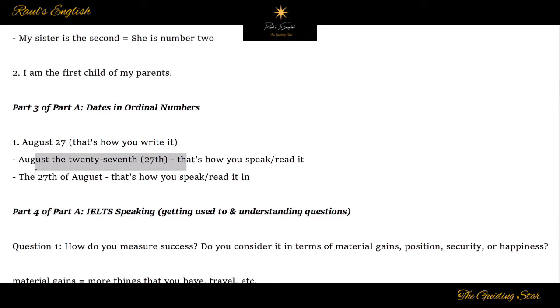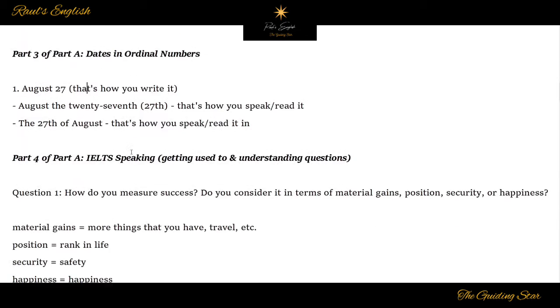If someone asks you what the date is today, you tell them today is the 27th of August, or today is the 30th or the 31st of August, or August the 31st. So you always use ordinal numbers when you read or speak out a date. That's another way of using ordinal numbers. You never say today is August 27th. No. You say today is August the 27th or today is the 27th of August.